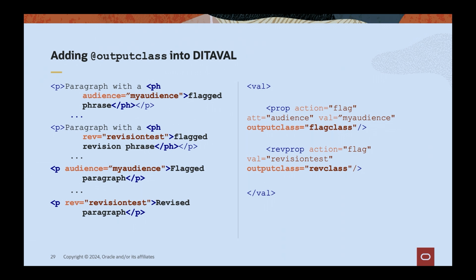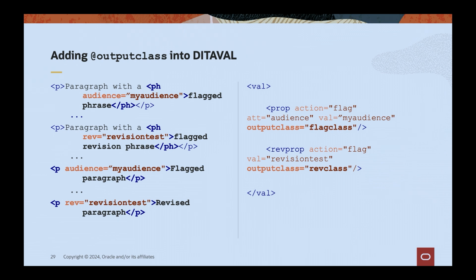What Jarno suggested at one of these conferences a few years back was, what if we could just turn that into metadata? So you put the audience value on there, and then everything with that audience gets a certain HTML class, and then you can go wild with CSS. And so that's what this does.